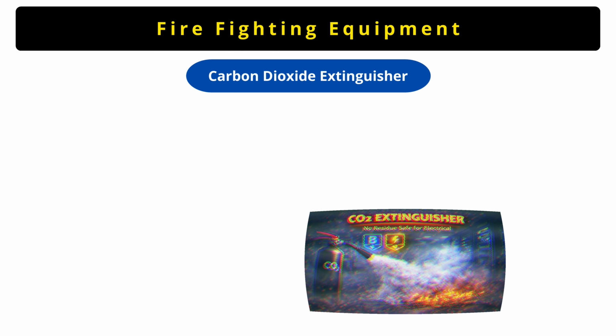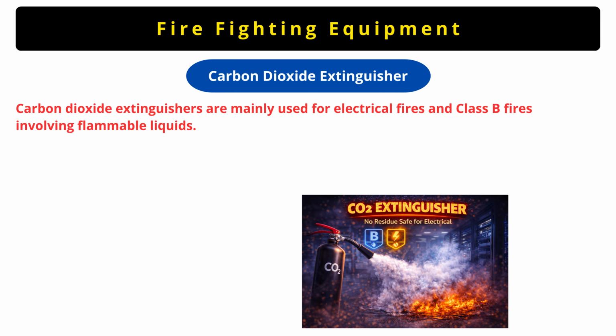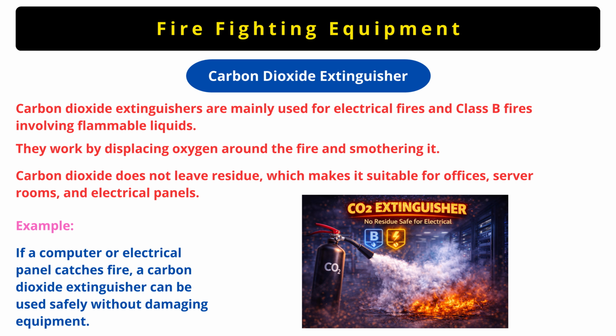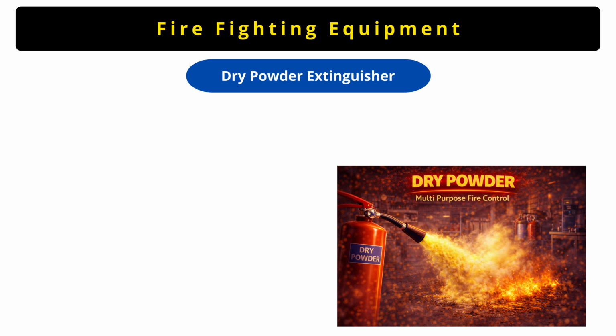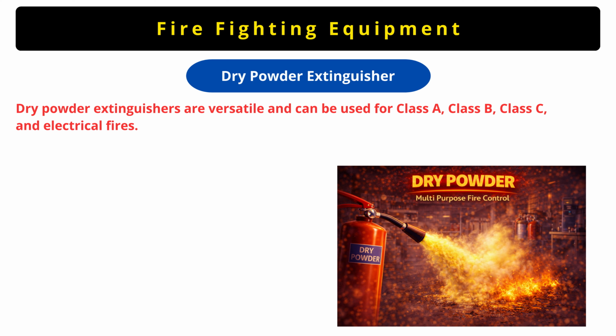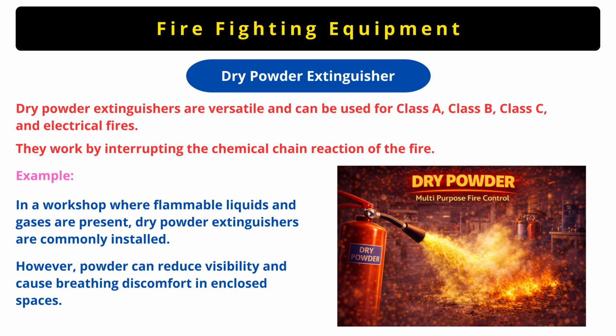The third one is CO2 fire extinguishers, which are used for electrical fires and class B fires, which displace oxygen and smother the fire. The fourth one is dry powder extinguishers, which we can use for class A, class B and class C fires. Also we can use them on electrical fires, known as versatile extinguishers, which break the chemical chain reaction. We commonly use them in workshops, but they reduce visibility in enclosed spaces.